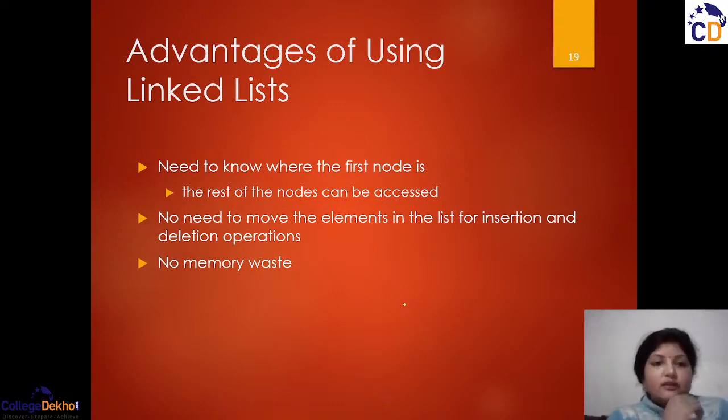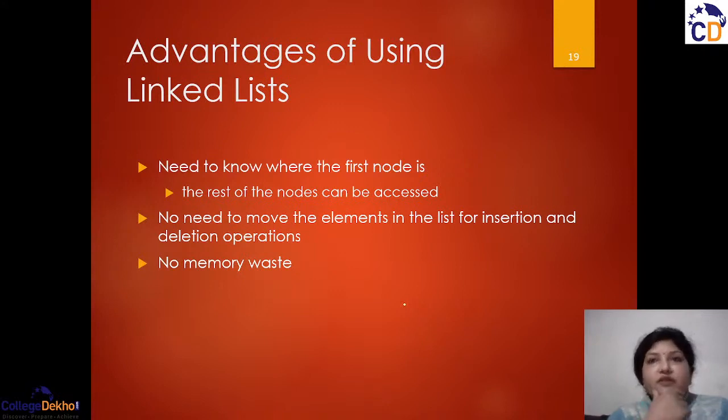You only need to know where the first node is; the rest of the nodes can be accessed. So the first advantage is that the only thing you need to know is the address of the first node. If you get the address of the first node, you can access the rest, because the first node itself has the address of the next item in the list. No need to move the elements in the list for insertion and deletion operations.